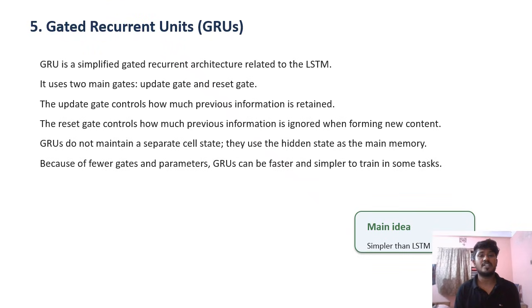Now we'll see gated recurrent units. A gated recurrent unit is a simplified gated recurrent architecture related to LSTM. It uses two main gates, the update gate and the reset gate. The update gate controls how much previous information is retained. The reset gate controls how much previous information is ignored when forming new content. Gated recurrent units do not maintain a separate cell state. They use the hidden state as the main memory. Because of fewer gates and parameters, gated recurrent units can be faster and simpler to train in some cases. The main idea is that it is simpler than LSTM.